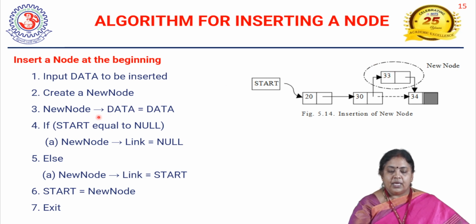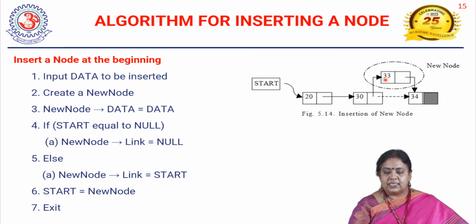Then we are going to check whether this node is a starting node or the next node. If start is equal to null, where start contains a pointer, then new node of link equal to null, because we are going to insert the node at the beginning. Else, new node of link equal to start.